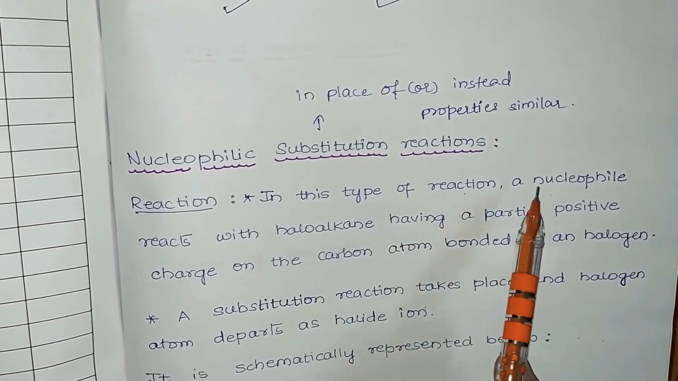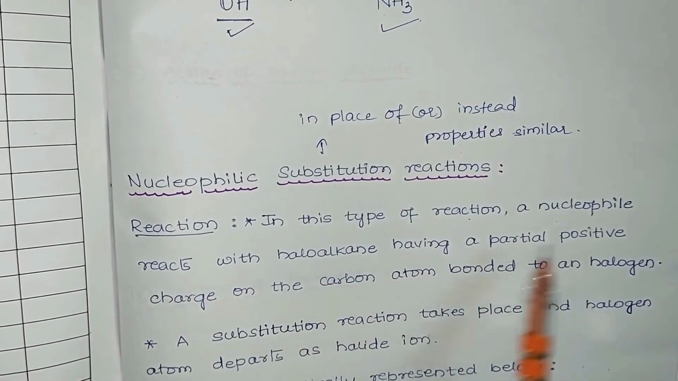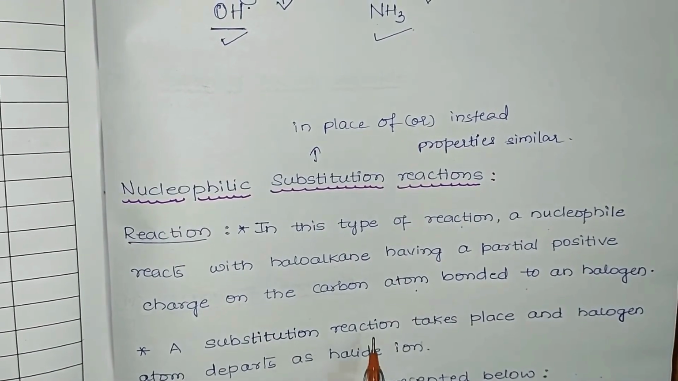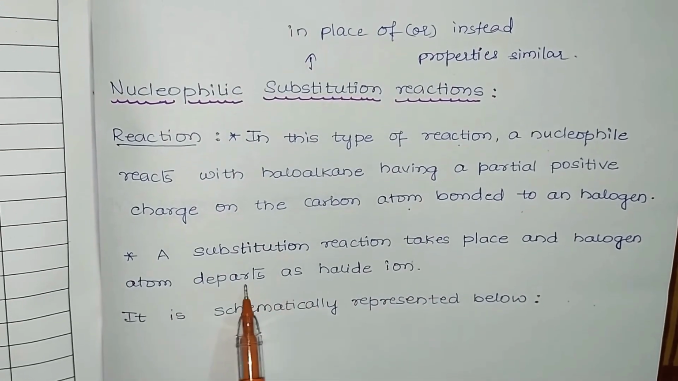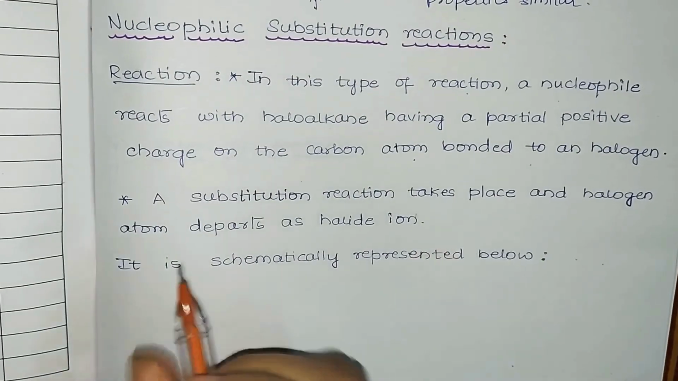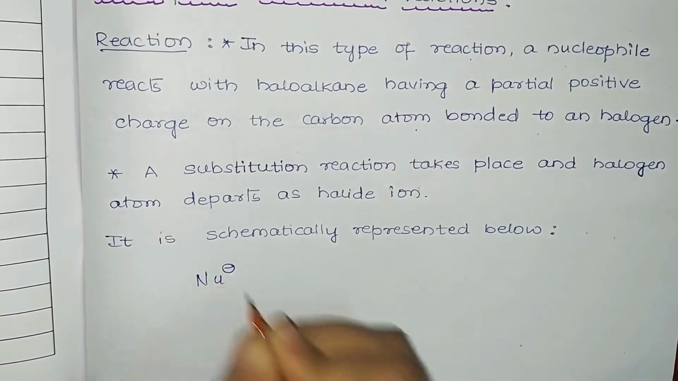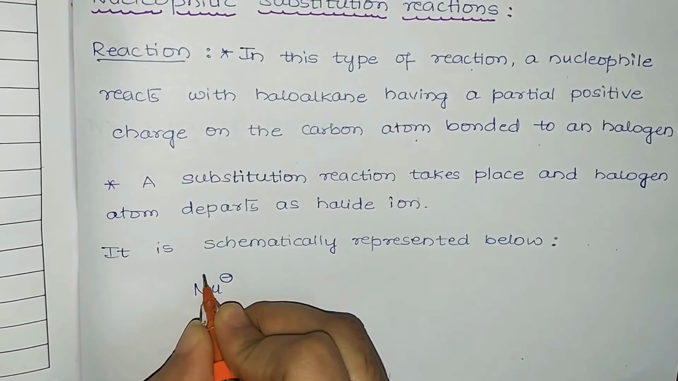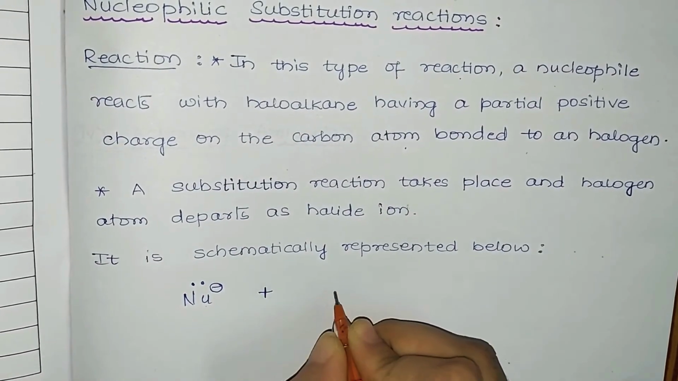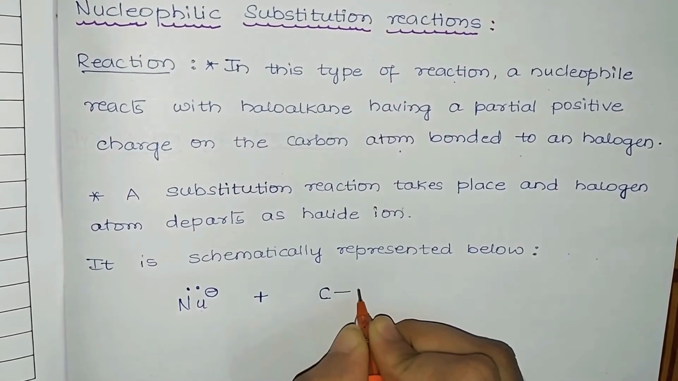In this type of reaction, a nucleophile reacts with a haloalkane having a partial positive charge on the carbon atom bonded to a halogen. A substitution reaction takes place and the halogen departs as a halide ion. It is schematically represented below. I'll write the schematic representation here. Nucleophile, generally Nu with a negative charge. A nucleophile has a tendency to donate an electron pair, so I'll represent the electron pair as two dots. Plus we'll consider our halide, any alkyl halide: a carbon bonded to a halogen.